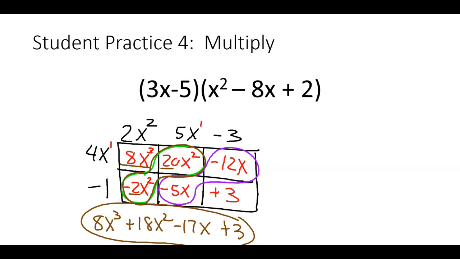Now we've got 20x squared. Are there any other x squareds? Yes. Now we can combine those. Now when we combine these, we just do the coefficients. 20 take 2, and then just keep going. So we've got those done. See if that one has like terms. And it does. And then those are gone. And then finally the plus 3 doesn't have anything.